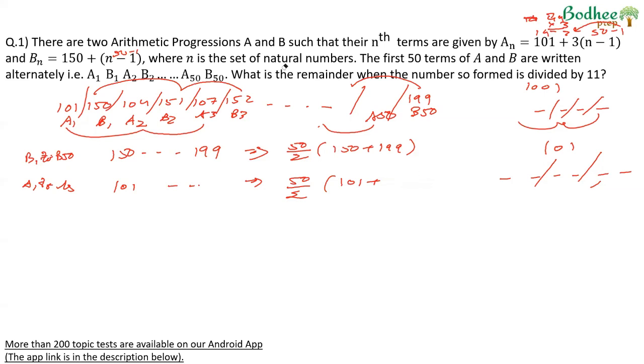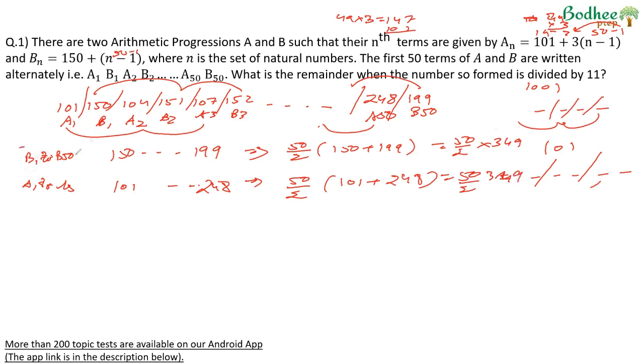The last term for A50 will be 49 into 3, which is 147 plus 101. So 248, not 257. Added the 1 in the wrong place. Now it is fine. So if we look at the sum, this will come out to 50 by 2 into 349. Here also the sum will be 50 by 2 into 349.